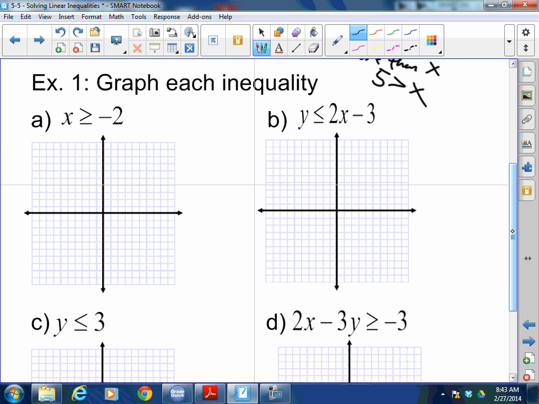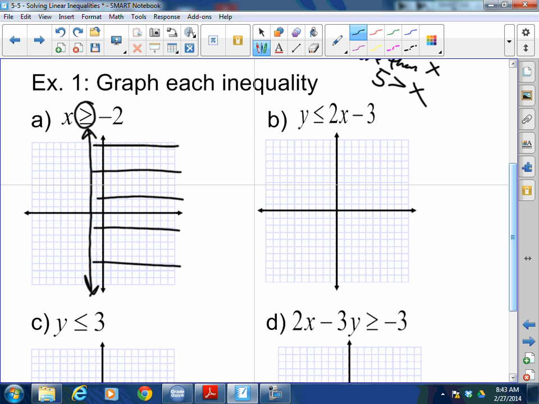It has an undefined slope, so it's a vertical line. So I go to the negative 2. Is it going to be dashed or solid in this case? Solid. Now, you can't shade above, but you can shade to the right in this case, because x is greater than. Guess what? You're done. That's it. That's your graph. Done.